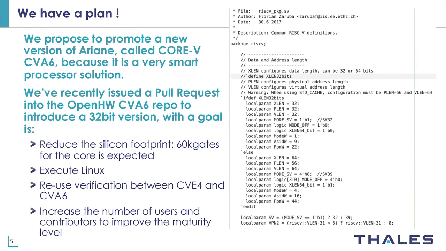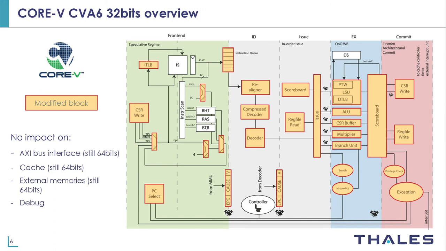If you look at the RTL code of Ariane, by switching the parameter called XLEN to 32 bits, you switch from the 64-bit to the 32-bit version of Ariane. All the remaining code is equal. There is only one RTL for two processors. Looking at the block diagram of Ariane, the red blocks are the blocks which have been modified to introduce a 32-bit flavor.